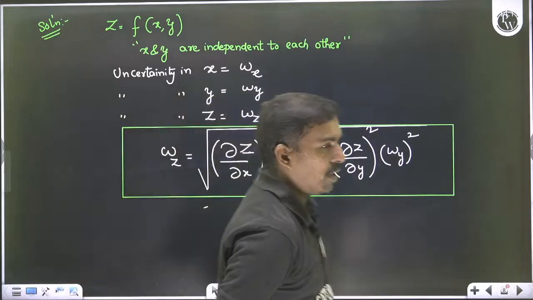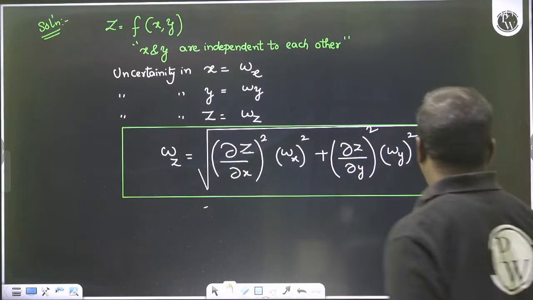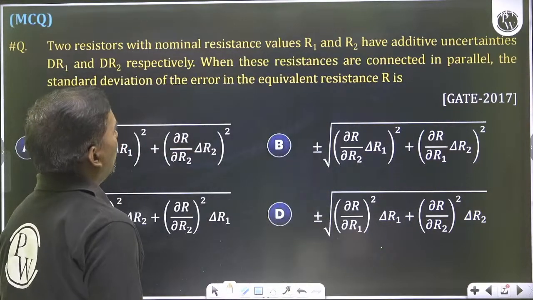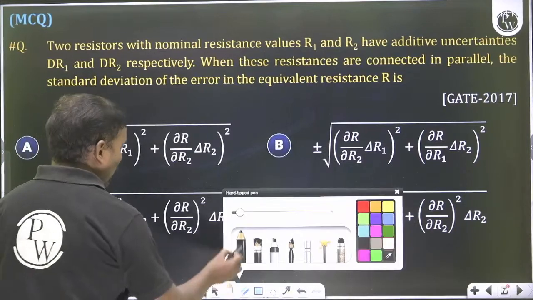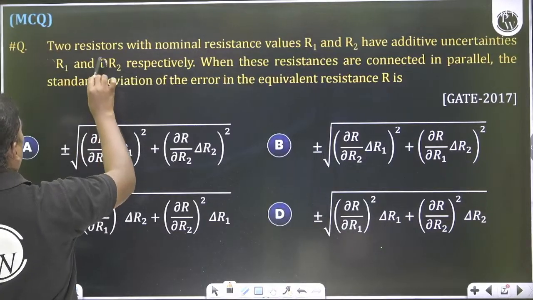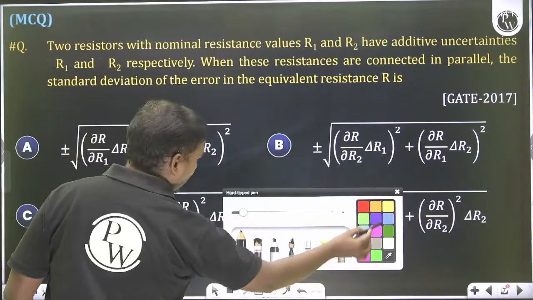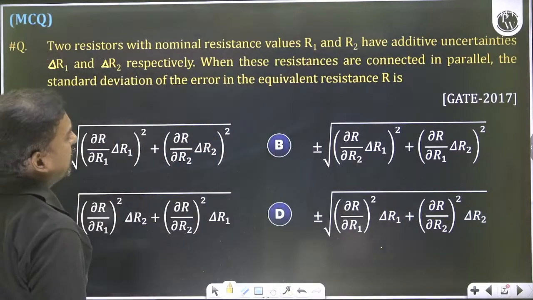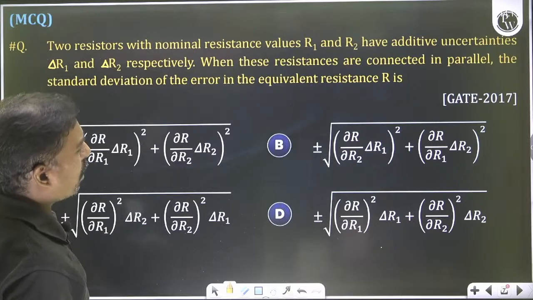Now the same formula we can use. Okay, chalo, we can use the same formula here. Two resistors with nominal resistance values R1 and R2 have additive uncertainties. So what are the additive uncertainties here? This is delta R1, printing mistake. These are delta R2 respectively. When these resistors are connected in parallel, the standard deviation of the error in the equivalent resistance R is dash.